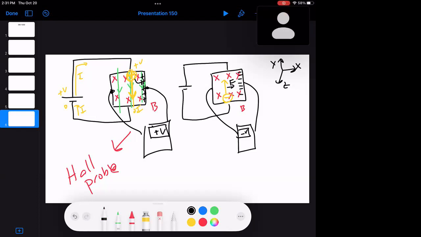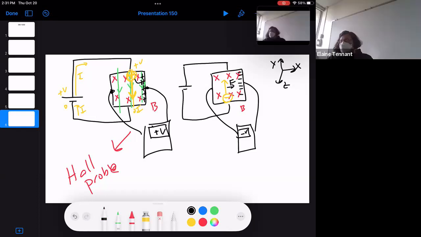Okay. Now, is everyone pretty happy with just the basics of how magnetic force works? I see all the good right-hand rules out there. You guys seem to be doing good on this. Okay.